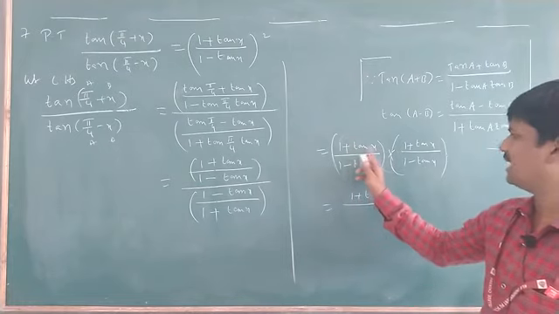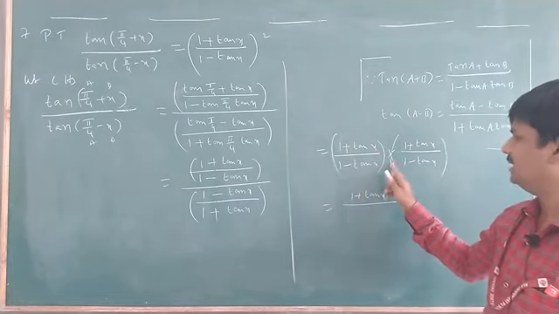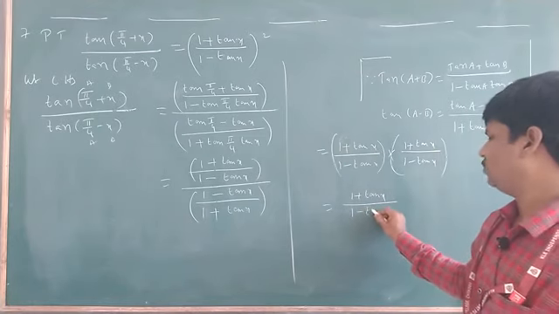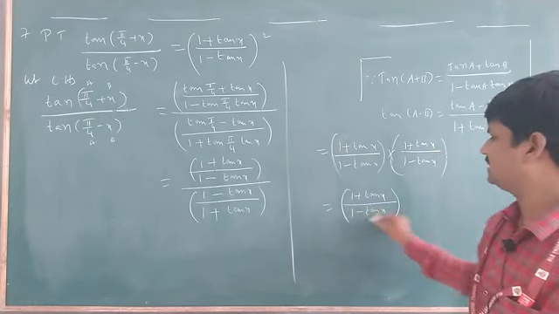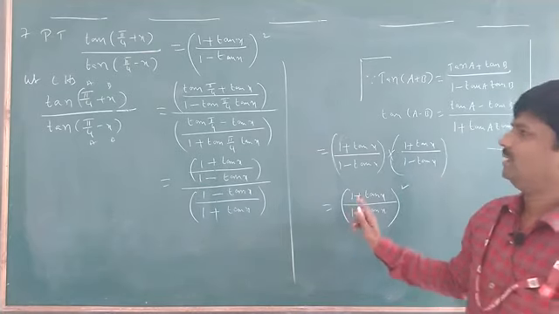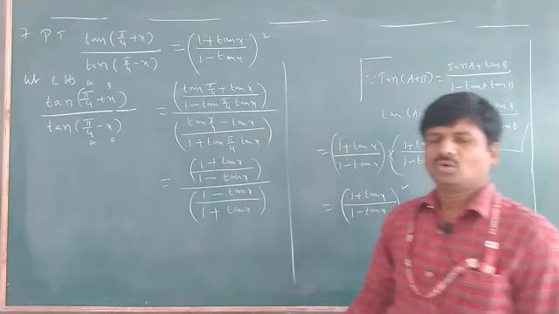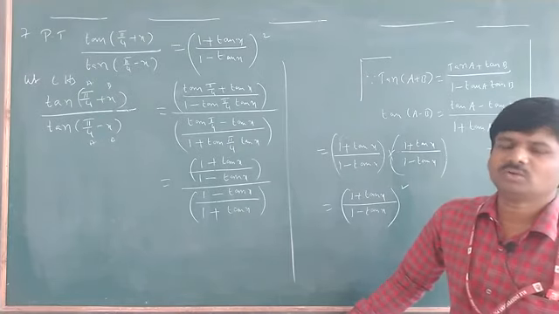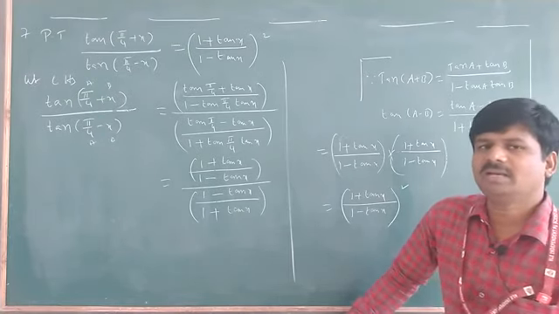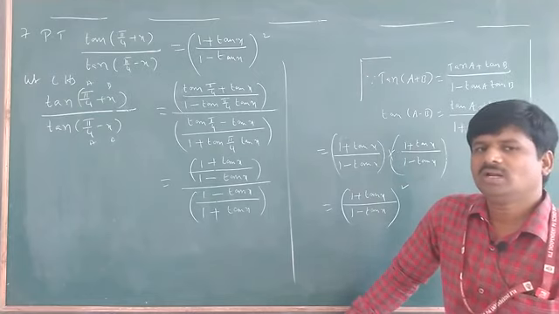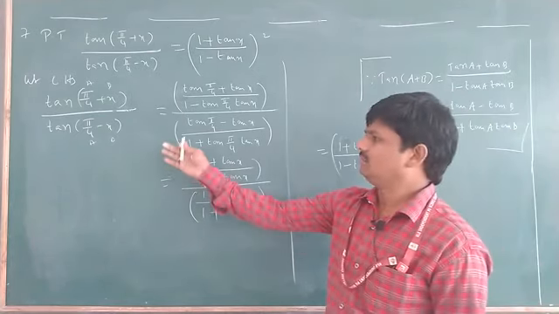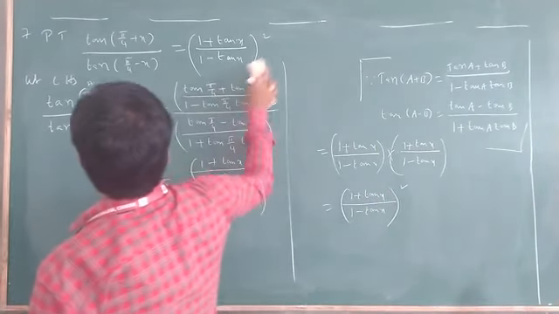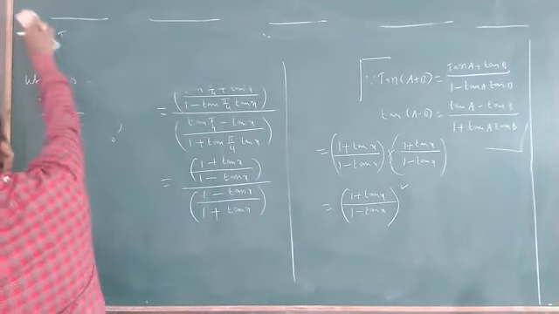That means (1 plus tan x by 1 minus tan x) into (1 plus tan x by 1 minus tan x). So then the total will be (1 plus tan x by 1 minus tan x) whole square. That is RHS. We got RHS or not? Yes. So to prove this one, it is compulsory that you know the formula of tan of a plus b, tan of a minus b. Then only you can apply the formula and solve it. Okay, so in this manner you have to solve this type of question. Come to the next question.